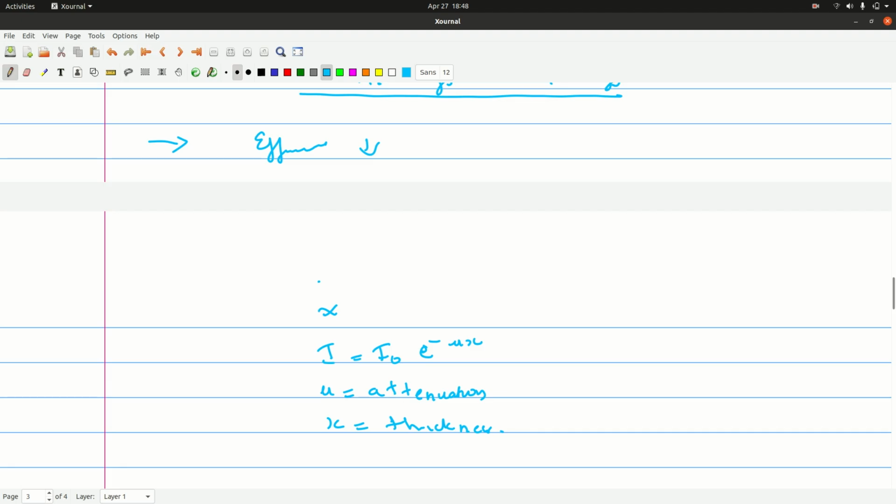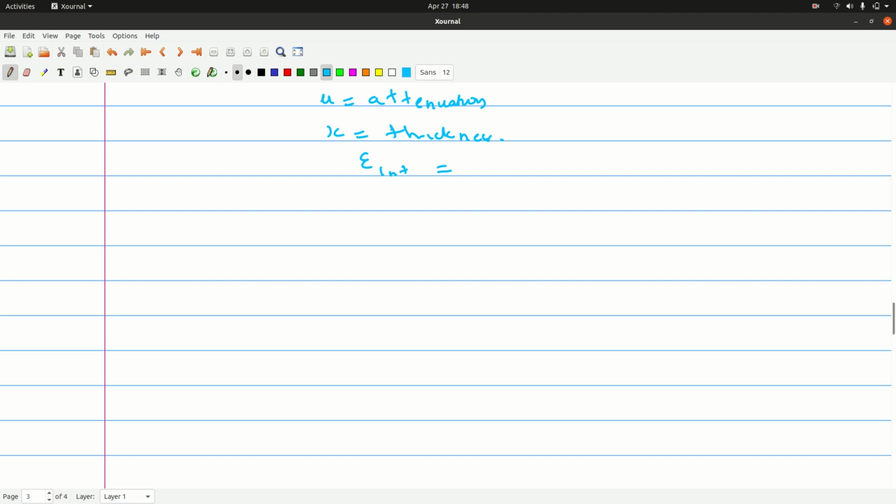So the epsilon intrinsic efficiency is, we know, the incident minus transmitted, that is the output, divided by incident, which equals 1 minus e raised to minus mu x. So high mu, the attenuation coefficient, and large x, the thickness of the detector, mean more absorption, hence better detection.